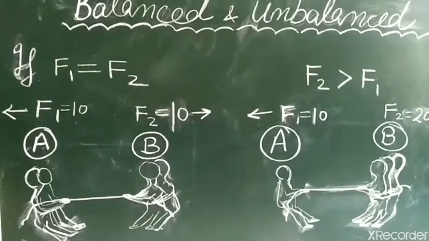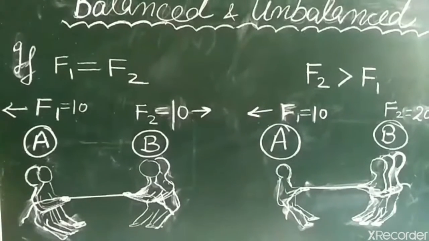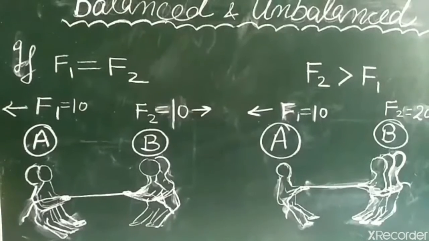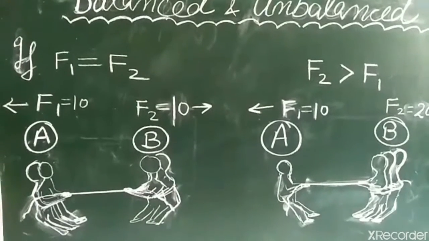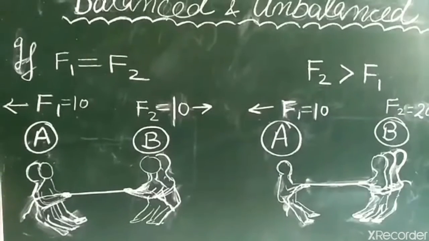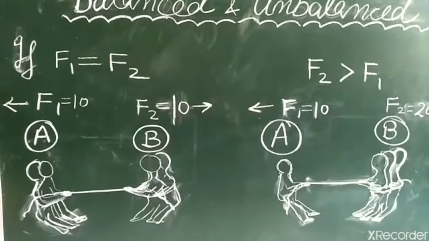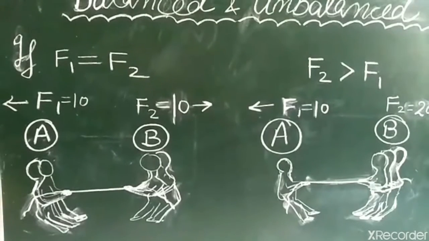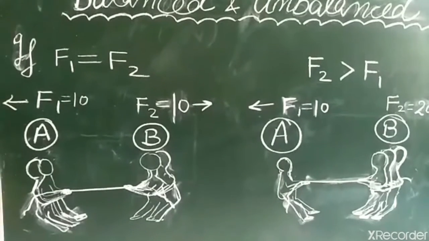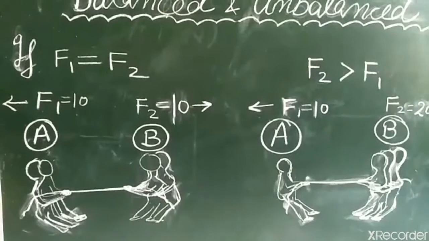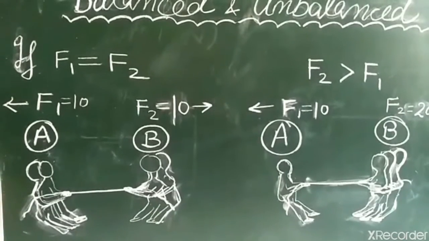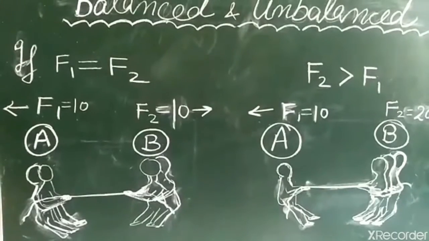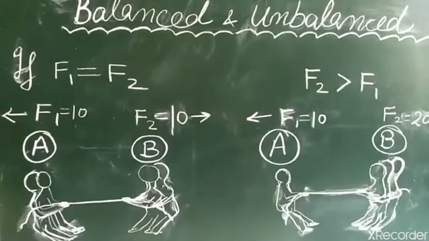Here team A and team B are applying force on a rope but in opposite directions, and the force F1 is 10 Newton and force F2 is also 10 Newton. As the two forces are equal and in opposite directions, no change will occur and the rope will remain the same. So that type of force is called a balanced force.